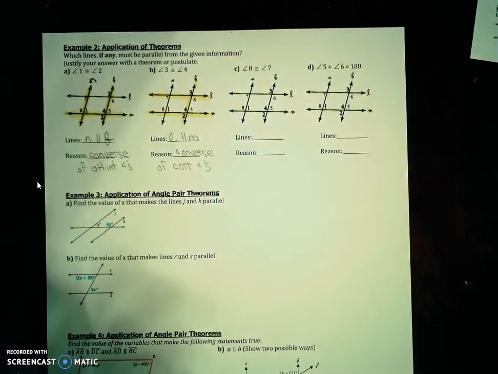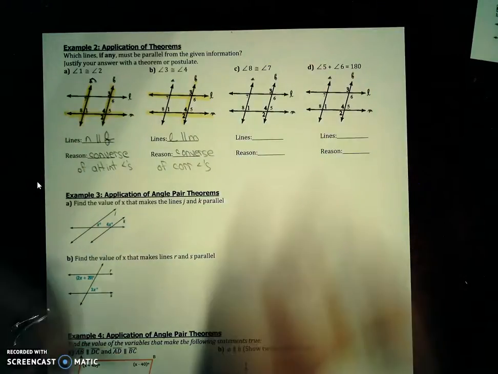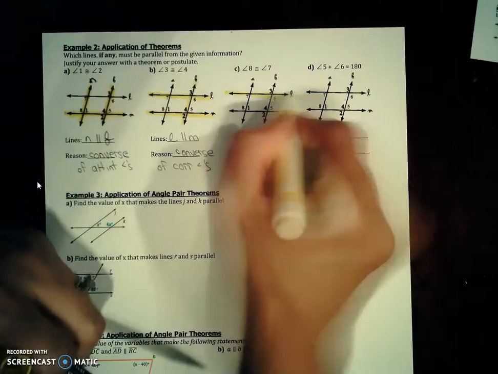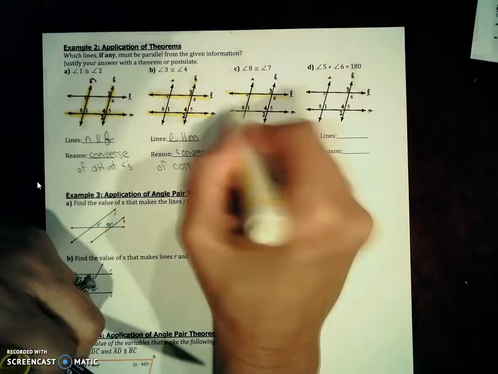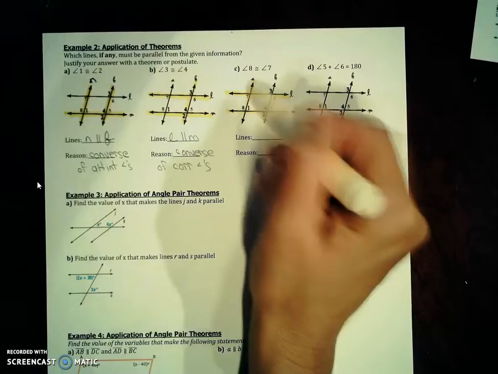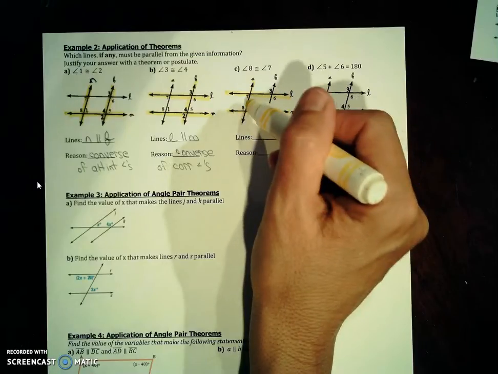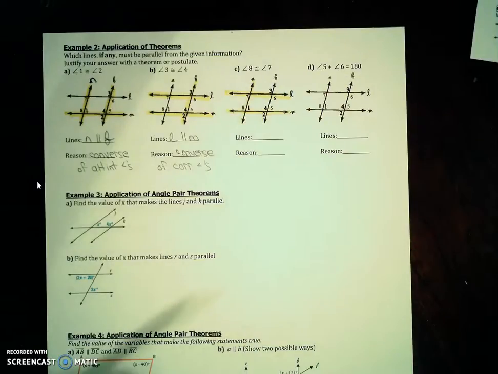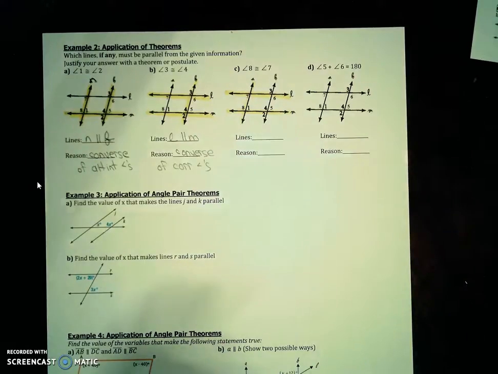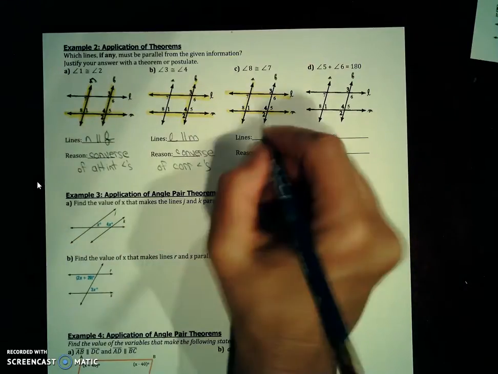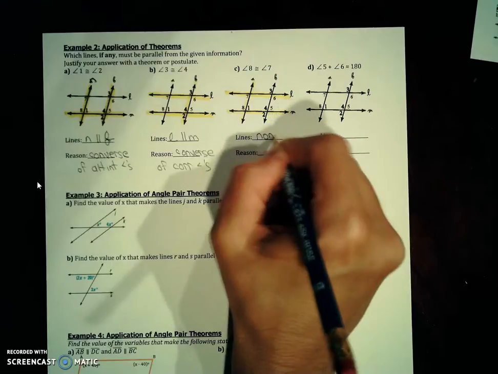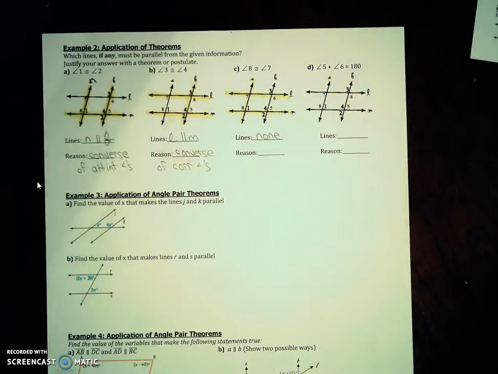All right, the next one, 7 and 8. So let me take a look. We've got 7 is here and 8 is right here. Well, both of these are on the inside, but they're on the same side of the transversal. So those are actually same side, but in that case they have to be supplementary. So in this case, there is none or not enough information.